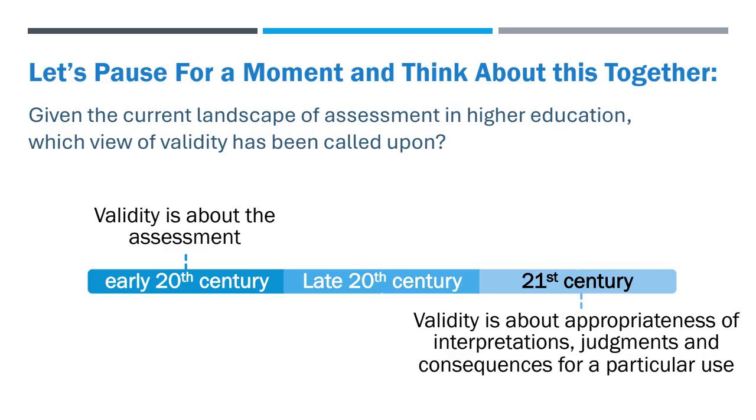Now, let's pause for a moment and think this together. Given the current landscape of assessment in higher education in Australia, we have lots of interest from different parties in our assessments. Which view of validity is being called upon? Is validity about the assessment, or is validity about the appropriateness and adequacy of the interpretation and judgments that we make for a particular use? Anyone want to put a response there?